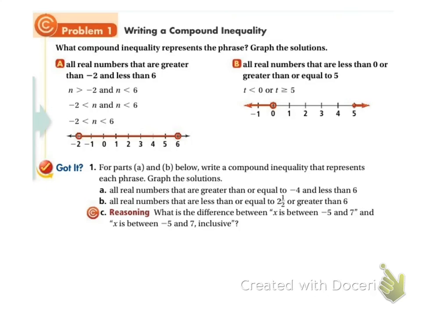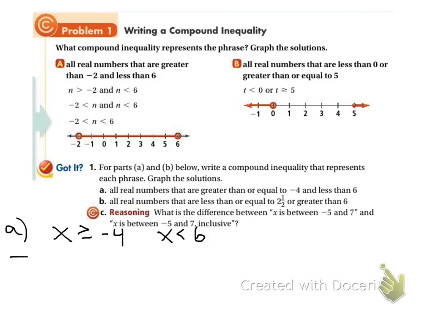Okay, so this is graphing here. So we need to come up with our inequality and then we need to graph it. So let's just look down at our got it problem. So A, all real numbers that are greater than or equal to -4. I'm going to stop right there. That's one of the things I need to write out. So I'm going to use x. X is greater than or equal to -4. And then my other one is that x is less than 6.